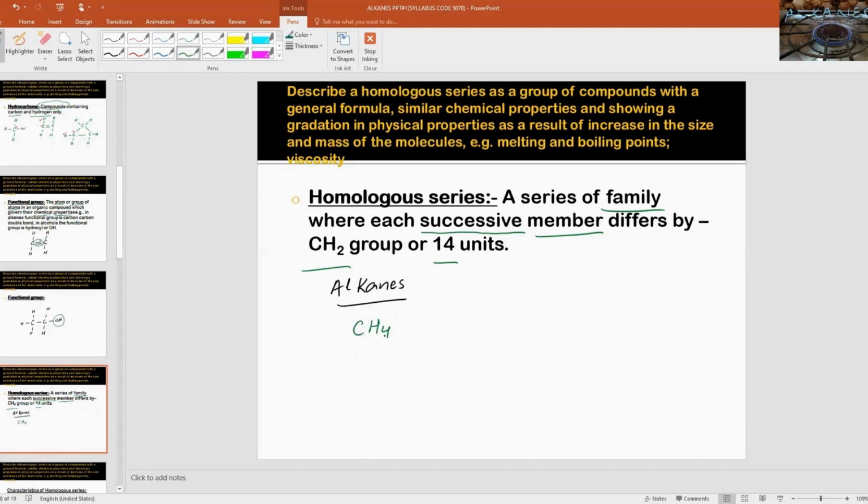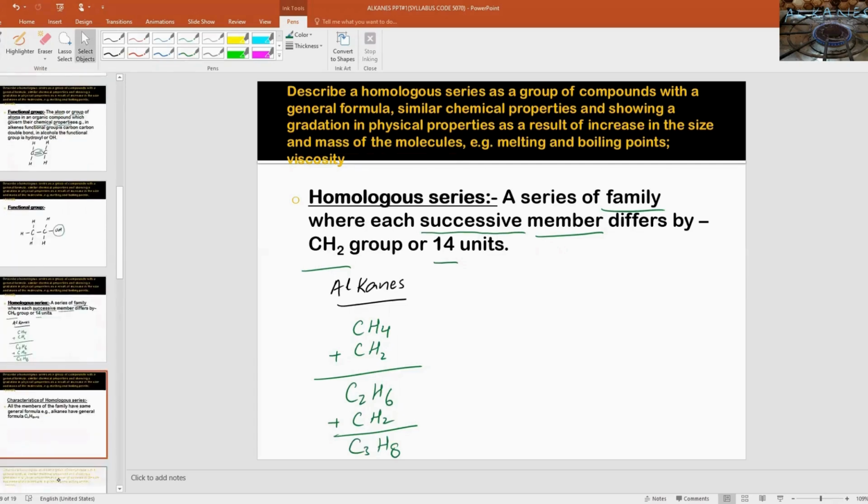Now if I want to write the formula of the second member of alkane, I will simply add CH2. I will get the second member. In this way, you can also predict the formula of the third member and so on. You can apply this rule to any other families.